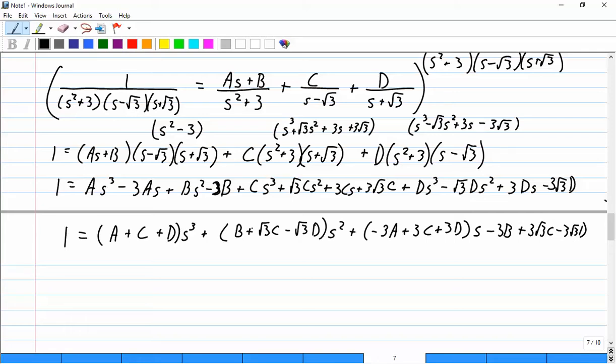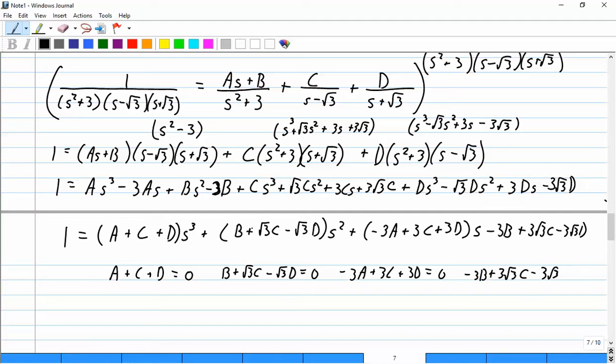Alright. So A plus C plus D equals 0. B plus square root of 3 C minus square root of 3 D equals 0. Negative 3A plus 3C plus 3D equals 0. And negative 3B plus 3 square roots of 3 C minus 3 square roots of 3 D equals 1. So I have two equations that have B, C, and D, and I have two equations that have A, C, and D.